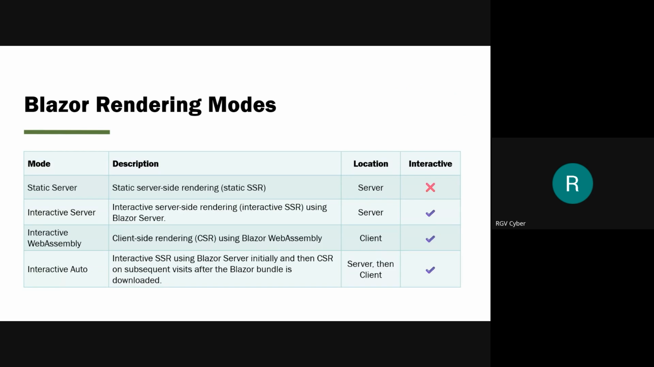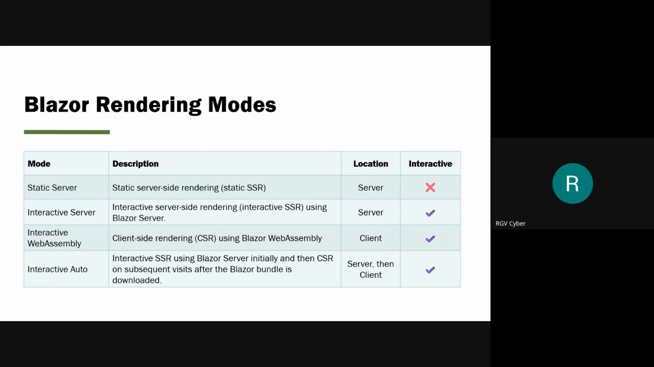The second option is interactive server, the old server-side Blazor where you had WebSockets. If you connect to the website, and I'll demonstrate this in a moment, where you open up the browser tools and you load up the page, you'll actually see a WebSocket open. As you click buttons and you see the interactivity happening, that's happening through that WebSocket connection where it's refreshing the HTML in real time.